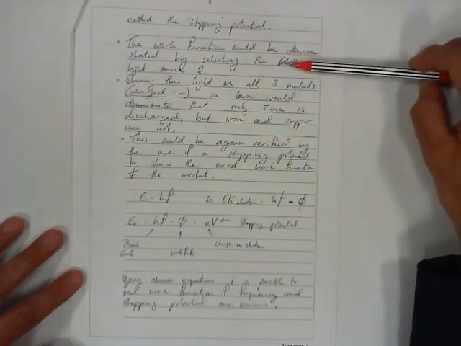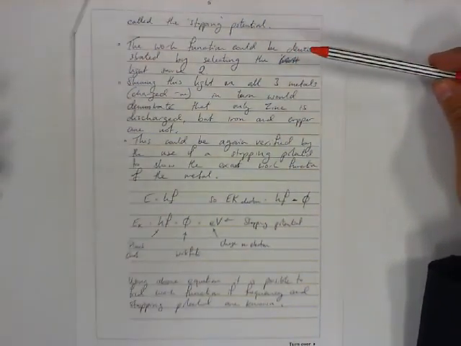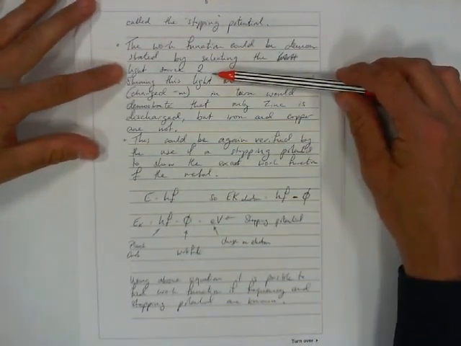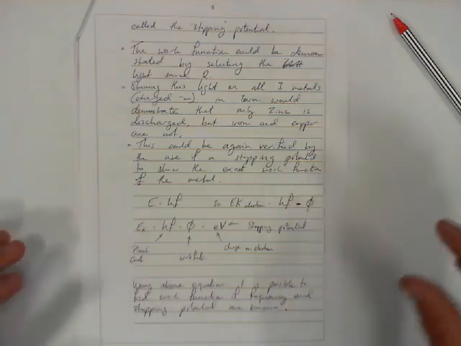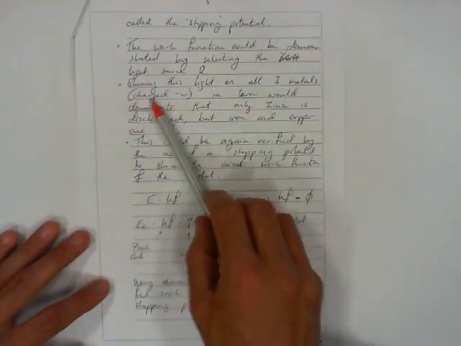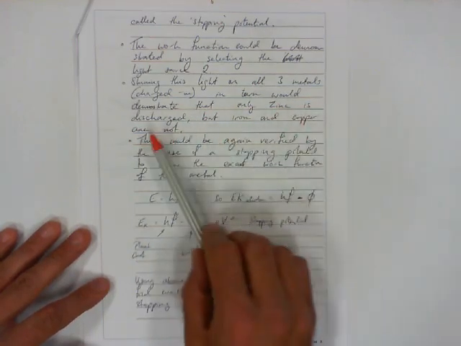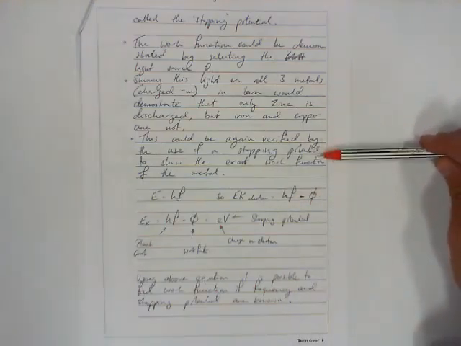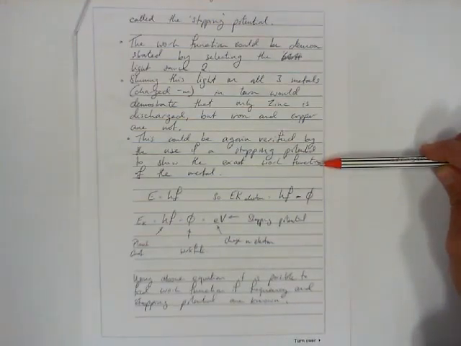As for the work function, we're going to demonstrate that by fixing a light source and shining it on different metals. So I've said we want to shine light source 2, because that will show some change across the 3 metals. Shining this light on all 3 metals, as long as they're charged negatively, would demonstrate that only zinc is discharged, but both iron and copper are not. And again you could verify this and calculate the work function with the use of a stopping potential.